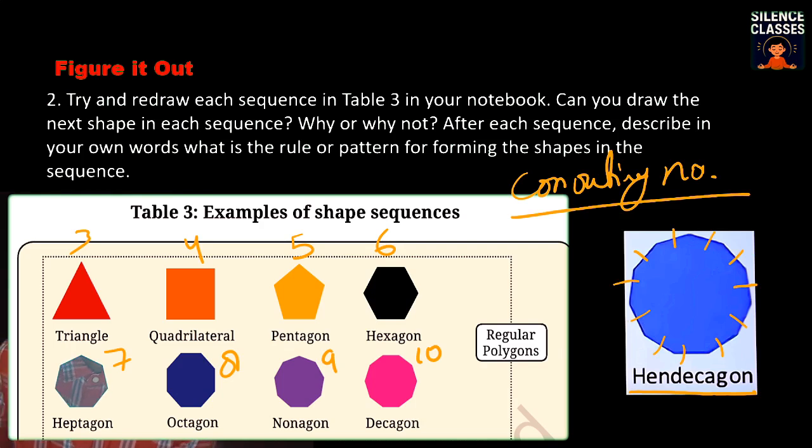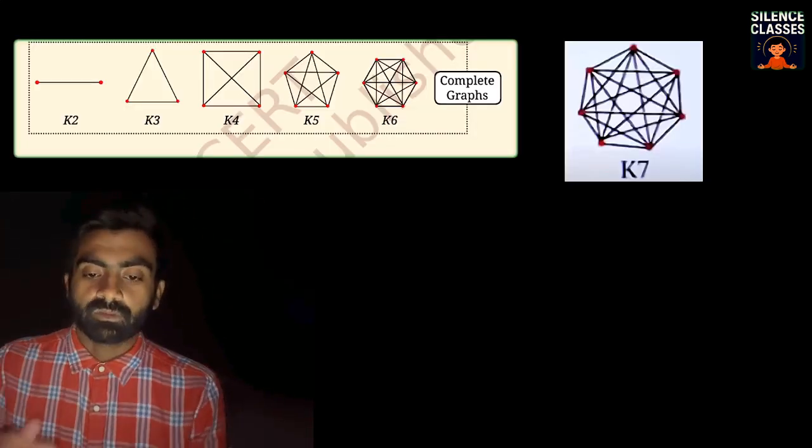If you check over here, the angles are also 11: 1 2 3 4 5 6 7 8 9 10 11. 11 angles are also there. So it is a regular polygon because the sides and the angles are both equal. Now the next one is the complete graph.